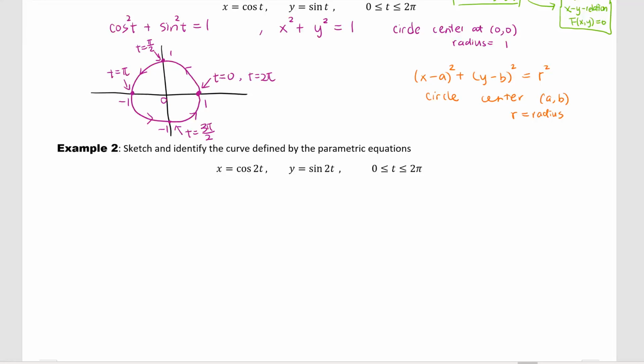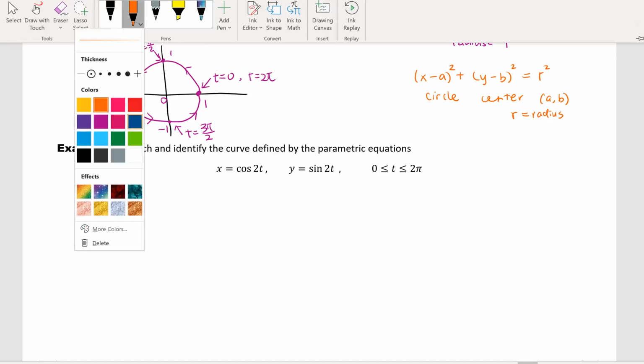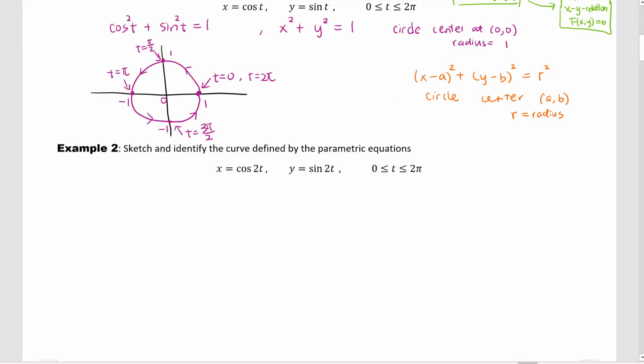Example 2: we have x equals cosine 2t and y equals sine 2t. What's the relationship between them? Still, no matter what angle it is, cosine squared plus sine squared is 1. So we also have x squared plus y squared equals 1. That is still a unit circle centered at 0.